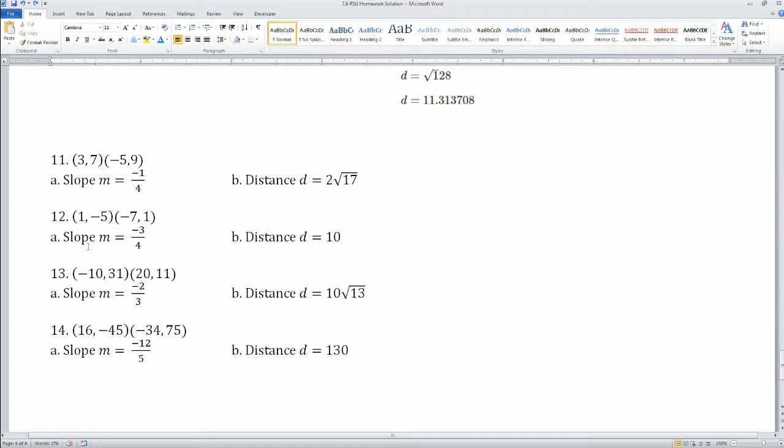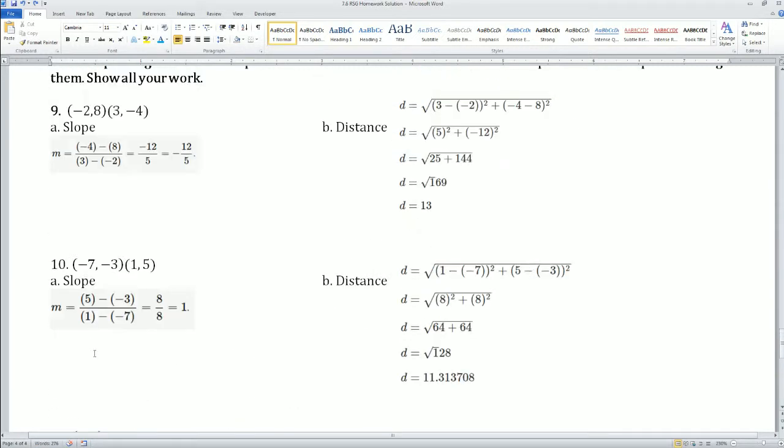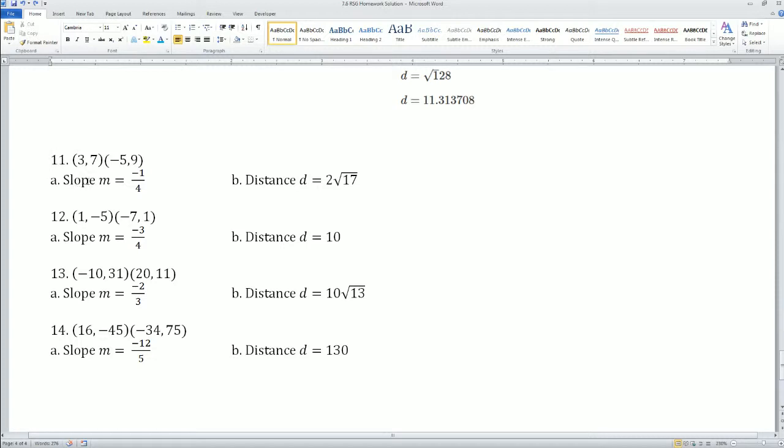11, 12, 13 and 14 are shown. I'm not going to show all the steps because it's the same procedure. Use the formula, plug it in, use a calculator so you don't make a mistake on the negatives and get your answer. You could leave the distance as either a decimal or in terms of the radical. 11: slope was negative 1 over 4, distance was 2 radical 17. 12: slope was negative 3 over 4, distance was 10. 13: slope was negative 2 over 3, distance was 10 square root 13. 14: slope was negative 12 over 5, distance was 130.